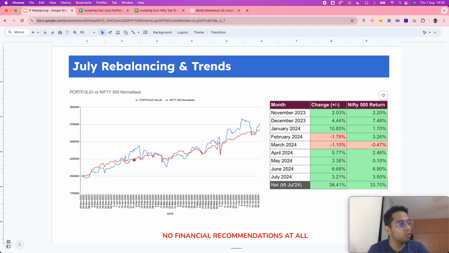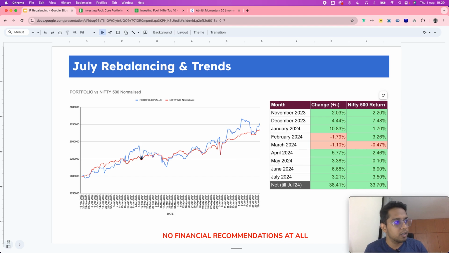So if you look at the red line and blue line, the blue line has spurts of outperformance in the middle, but then it comes crashing down when anything happens, right? This February thing that you see is when SEBI came up with that whole thing of stress testing and froth in the market and all that.